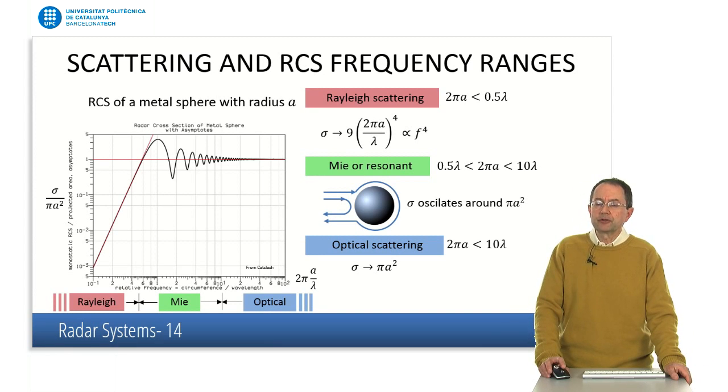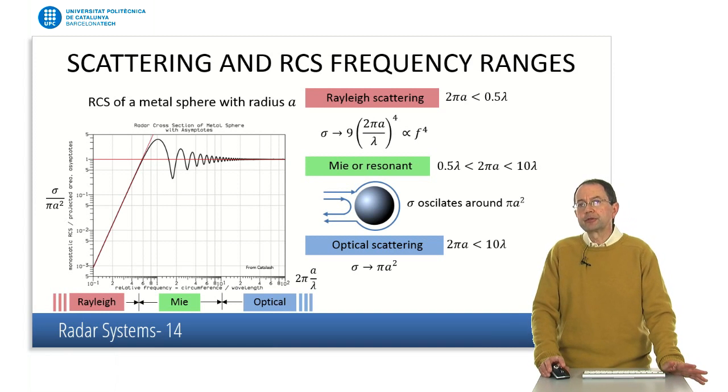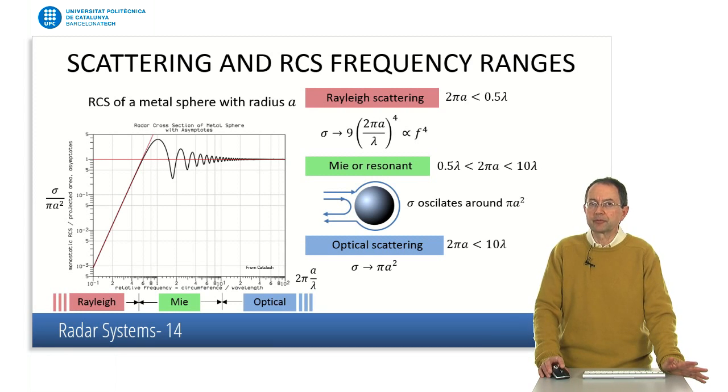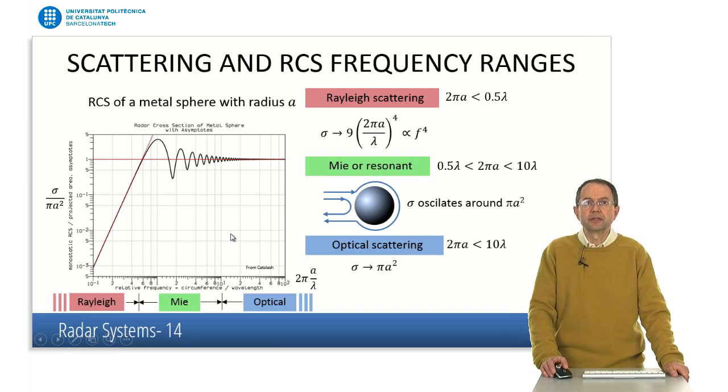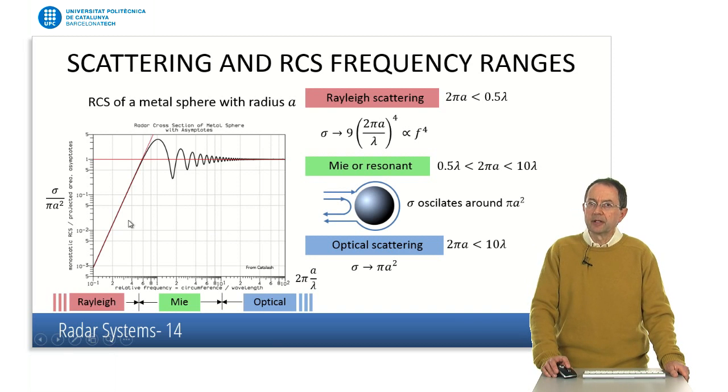Now, at this point, it is also important to consider the frequency role. Notice that in the previous examples, we mentioned that the object has to be electrically large for these expressions to be valid. Now, what happens if the objects are not electrically large? Okay, let's consider a simple object. In this case, what we have is a plot of the radar cross-section of a sphere, depending on the frequency of operation of the radar.